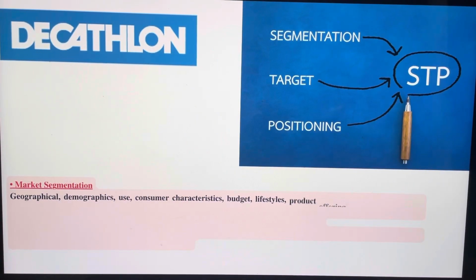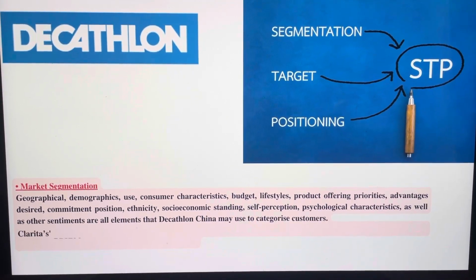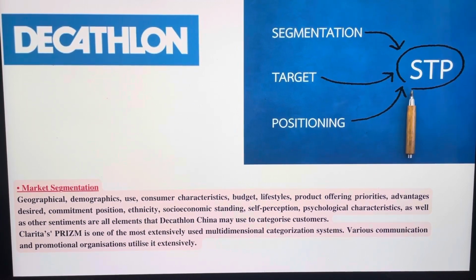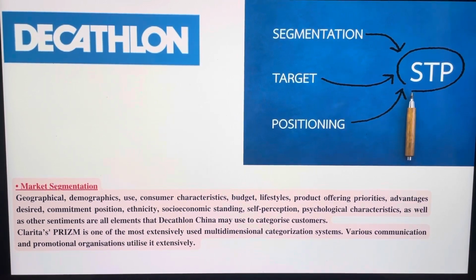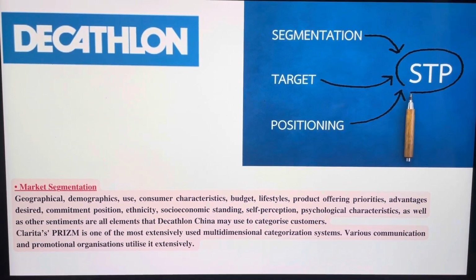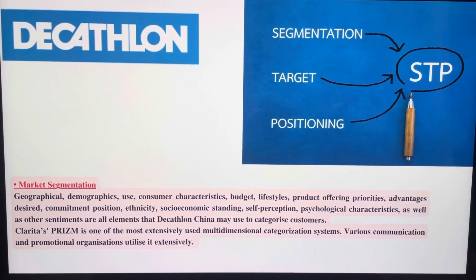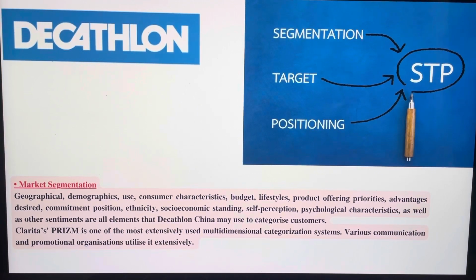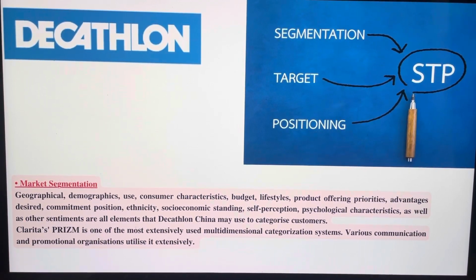Based groupings founded on details, difficulties, characters, customer behavior, geographical demographics, consumer characteristics, budget, lifestyles, product offerings, priorities, advantages, commitment, position, ethnicity, socio-economic standing, self-perception, psychological characteristics, as well as sentiments are all the elements that Decathlon China may use to categorize customers into different categories.